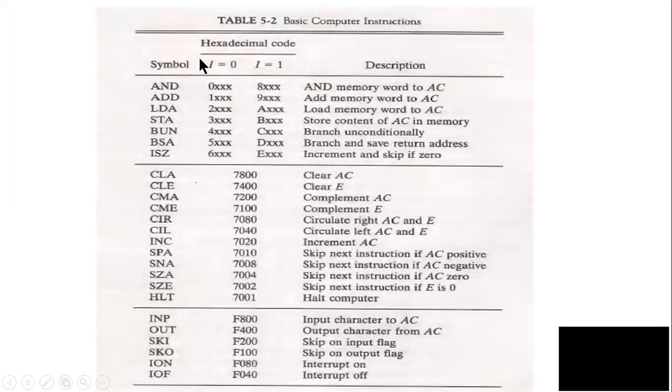This is a general table. I already told you these are assembly language programming codes or opcodes used to perform a task, such as addition, multiplication, division. For example, you say AND, and this is the address. AND is a symbol, or we say opcode. This means AND memory word to AC. We have to add the word, the total byte, to the accumulator, that is AC.